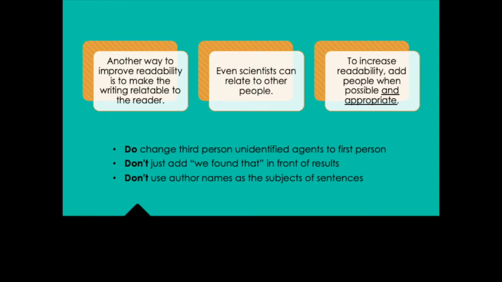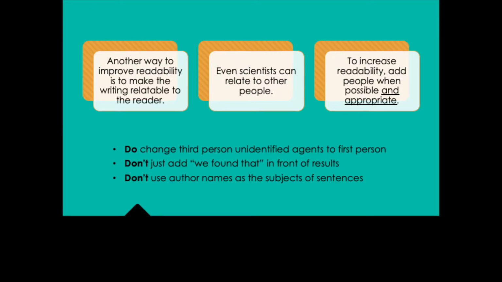So some tips to do that are, do change third person unidentified agents to first person with an identified agent. And first person may not have an actual person there. Some don'ts are, don't just add "we found that" in front of your results. So sometimes I see that, and that's really not a good way to do it. It makes your sentences 3 words longer, and it's just artificially adding an agent. And also, don't do it by using author names as the subjects of sentences. And we'll talk about that in a later lesson.